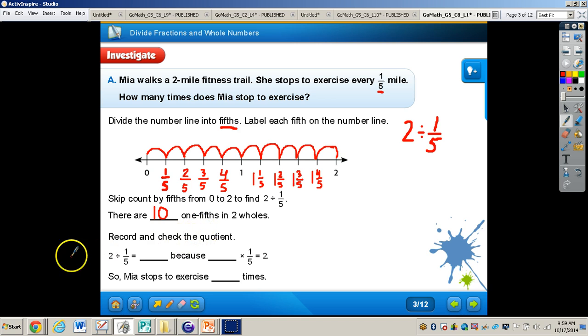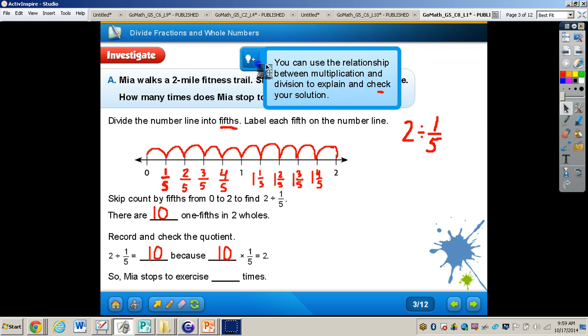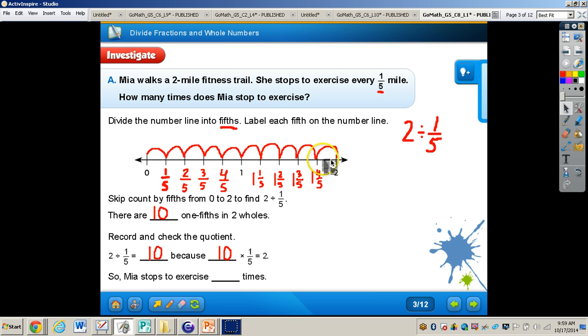Okay, so there are 10 1/5s in 2 wholes. Okay, now from here, we have 2 divided by 1/5 is 10. Okay, and we know that because 10 times 1/5 is 2. Now, a little tip here, a little hint. You can use the relationship between multiplication and division to explain and check your solution. Okay, in other words, we just do the problem backwards then. 10 times 1/5 equals 2 there. Okay, so we know that Mia stops to exercise 10 times.